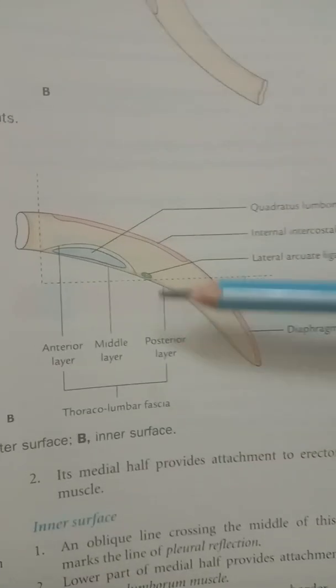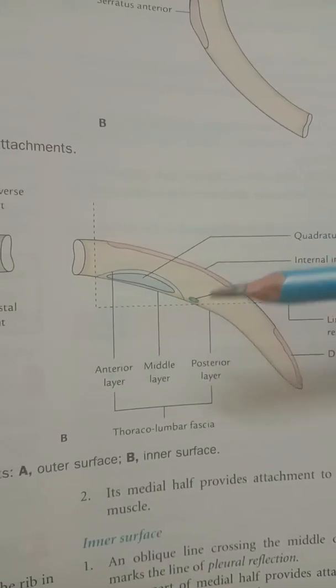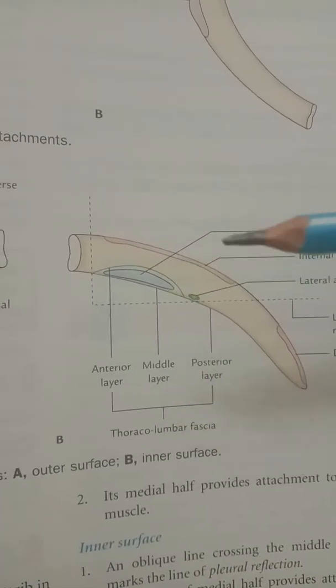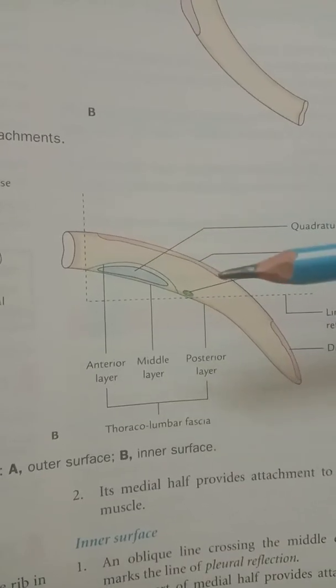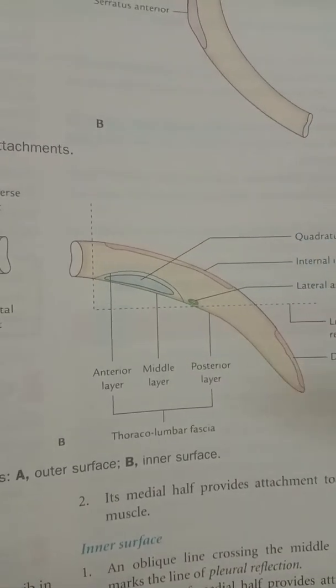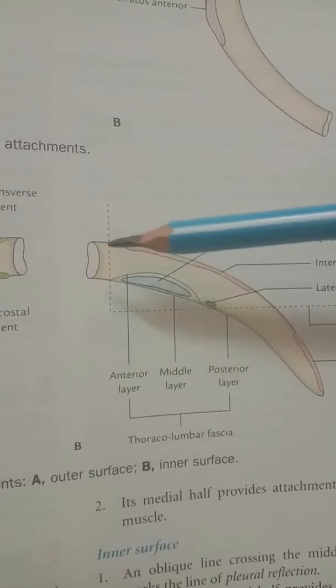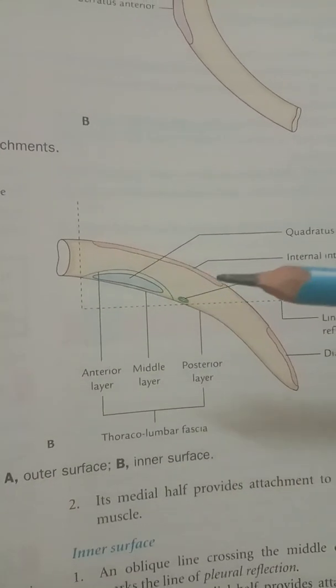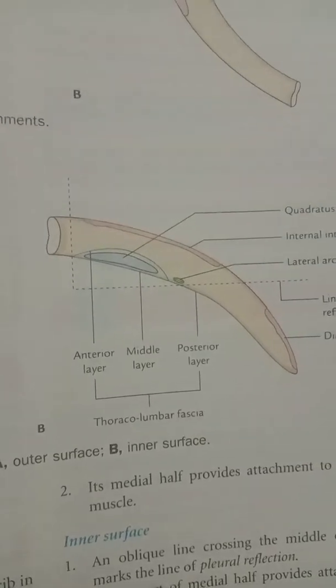Then the ossification of the 11th and the 12th rib. The 11th and 12th ribs are ossified from a primary center, which originates in the shaft, and one secondary center for the head. So these are the 11th and the 12th atypical ribs.